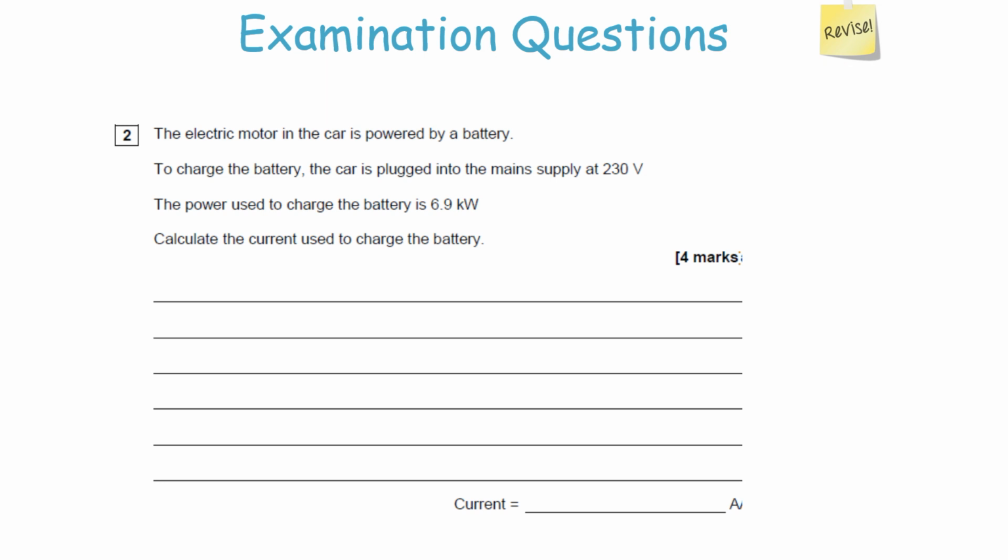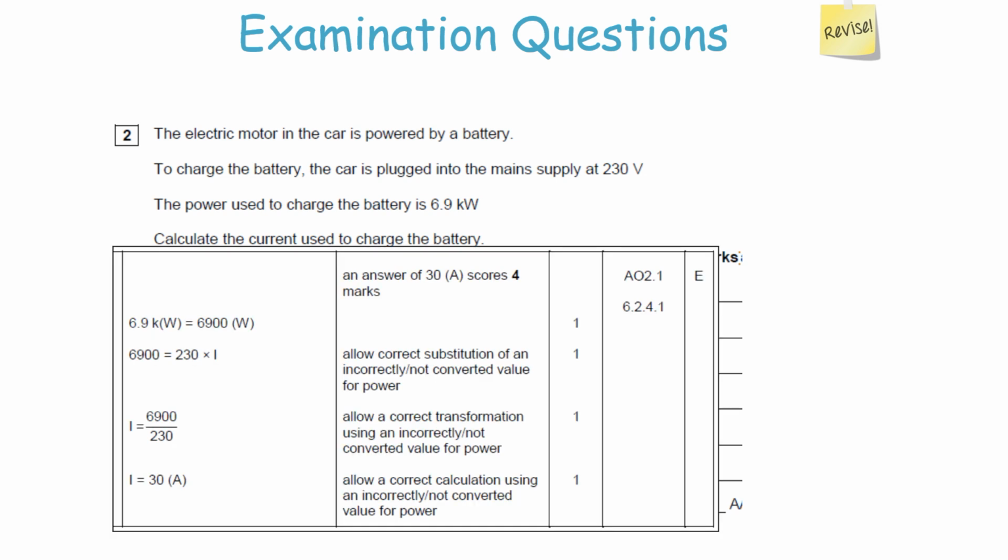So for this question, it's all about reading the equation sheet and looking at what equations we have. So we know that power is equal to potential difference times by current, which is what we want to work out. So we substitute our values directly into that. But again, we're given power in kilowatts, so we've got to convert our kilowatts into watts. So 6.9 kilowatts becomes 6,900 watts. So it equals 230 times by I, make I the subject, and it equals 30 amps.